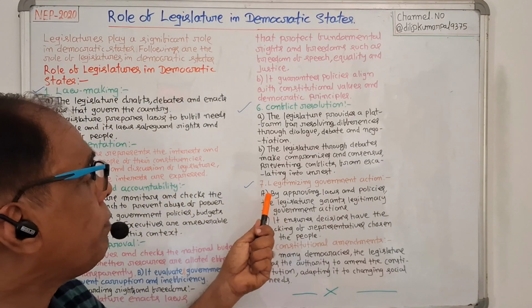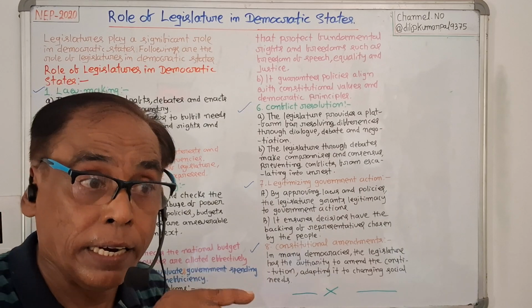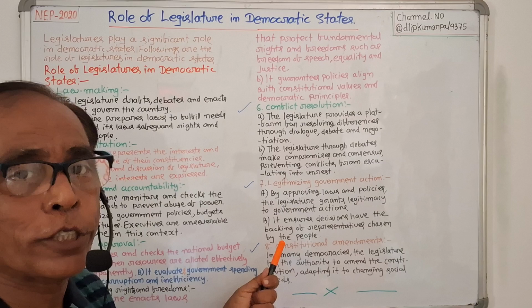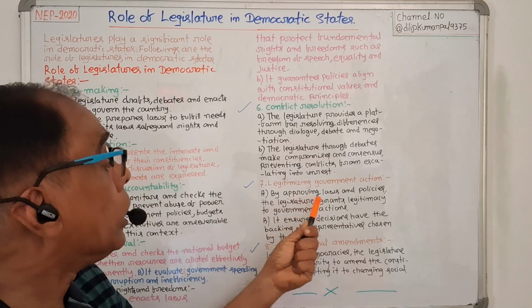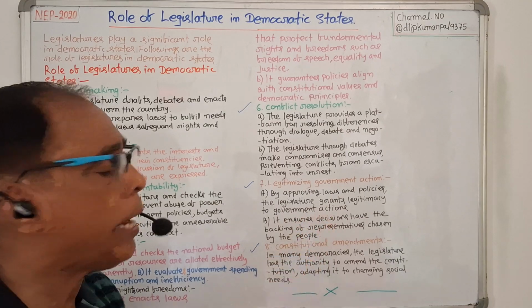Finally, seventh, legitimatizing government action. Another function of the legislature is that it legitimatizes government action. Under it, there are two functions. Number one, by approving laws and policies, the legislature grants legitimacy to government actions.